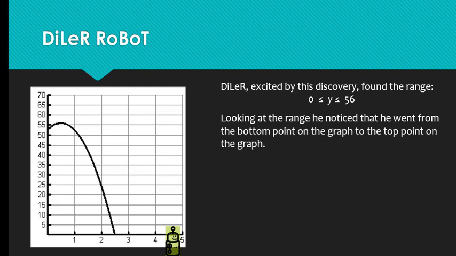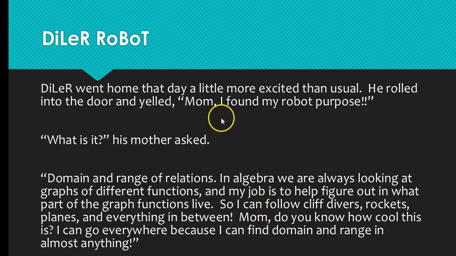Looking at the range, he noticed that he went from the bottom point on the graph to the top point on the graph. R for range, O, B, bottom, O, T to top, Diler exclaimed. Diler went home that day a little more excited than usual.